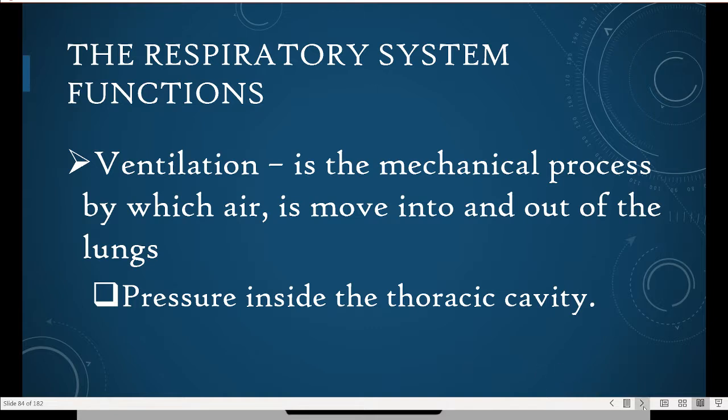I mentioned the rib cage, rib fractures. If your ribs are fractured and you won't take a deep breath in, that's a mechanical problem.